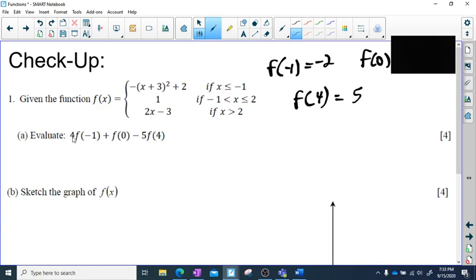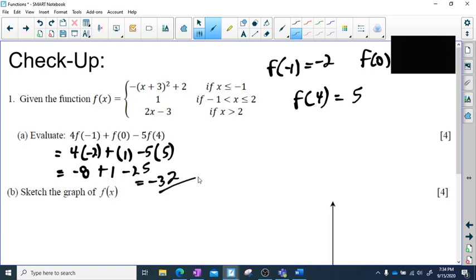Go over to here. So this is just what they call a scalar. It's just a number, so leave the 4. Replace f at negative 1 with what you got for the answer for f at negative 1, which is negative 2. Replace f at 0 with what you got for an answer, which was 1. 5 is just another scalar, so a number you're going to multiply by. F at 4, I got 5 as the answer. And now we'll just calculate this. So this is going to give us negative 8 plus 1, take away 25, which will give me negative 33 plus 1. The answer will be negative 32 for that expression.